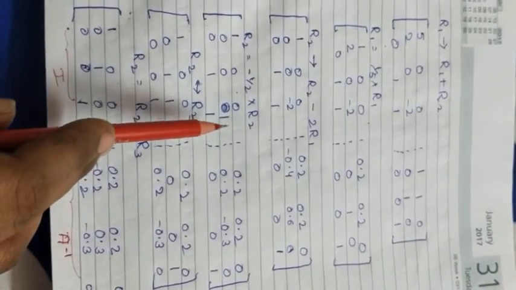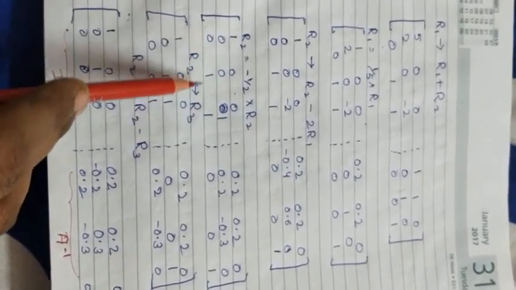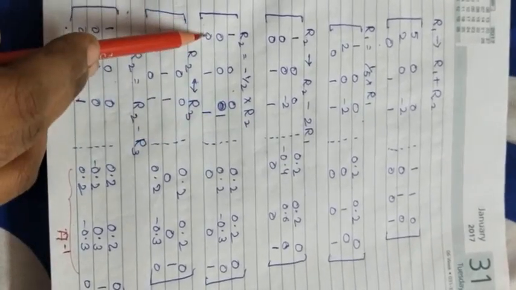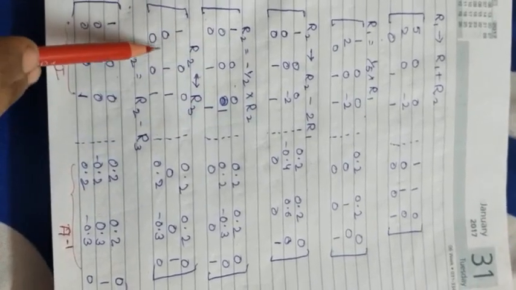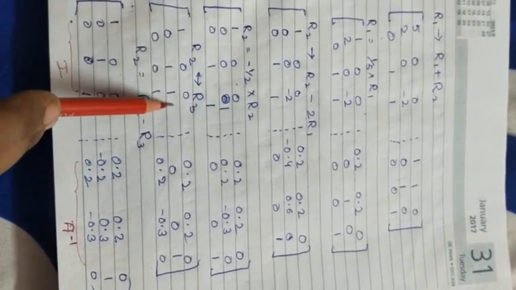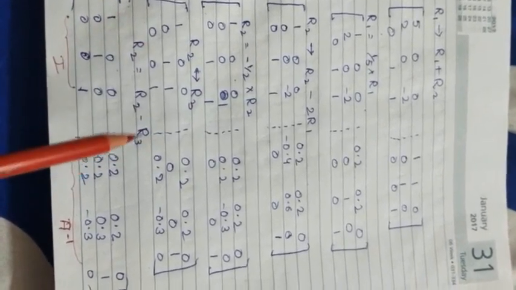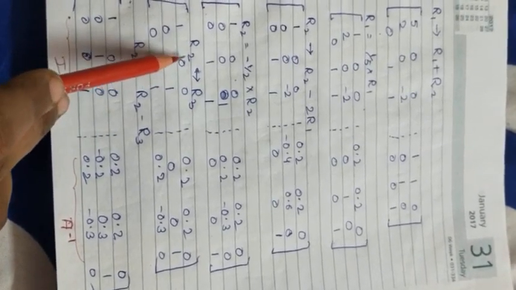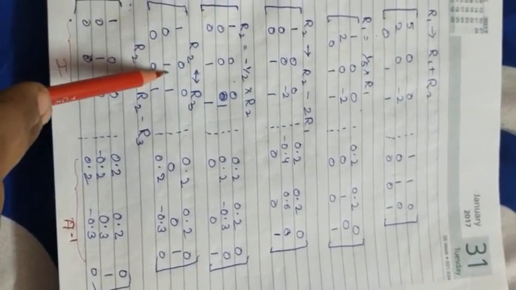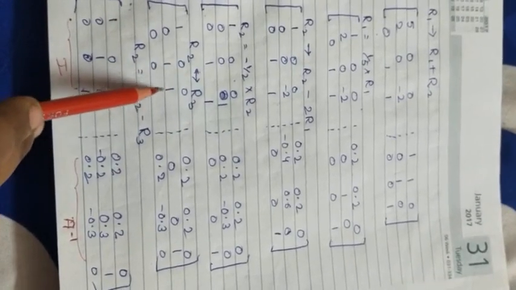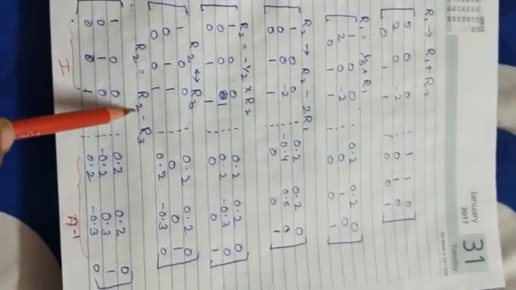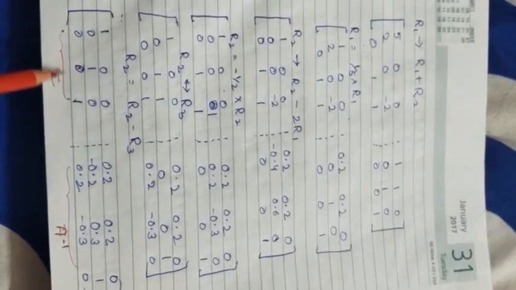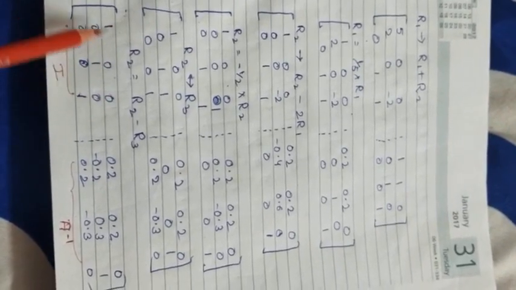It's interchanged. See here, the second row was 0, 0, 1, and the third row was 0, 1, 1. Here after the interchange it becomes 0, 1, 1, and R3 becomes 0, 0, 1. You see here, my second motive is attained. These two are zeros, these two are zeros. My only aim is to remove this one now. For that I do R2 is R2 minus R3. That gives me a 0 here. You see, my resultant matrix here is an identity matrix.